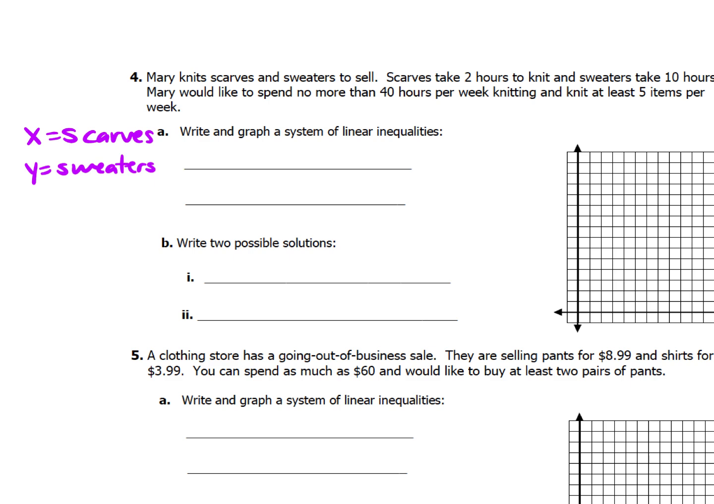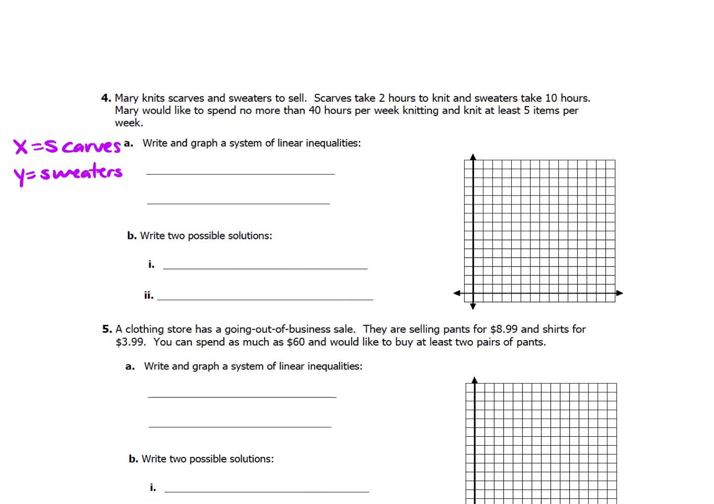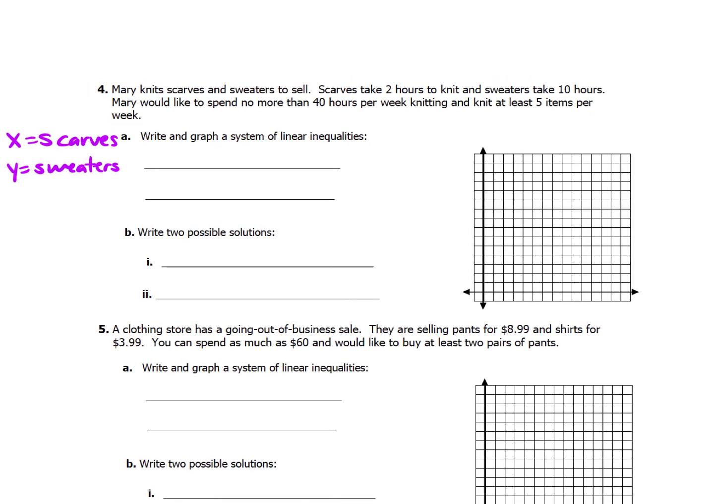Kiana, do you think you could give us one of the inequalities here? Would you do 2x plus 9 is greater than 40? Okay, so it says Mary would like to spend no more than 40 hours per week. So could she spend 40 hours? She could, okay? But if she doesn't want to spend any more than 40, what inequality? Less than or equal to, right? So 2x plus 10y is less than or equal to 40. That would be one of your equations or inequalities.